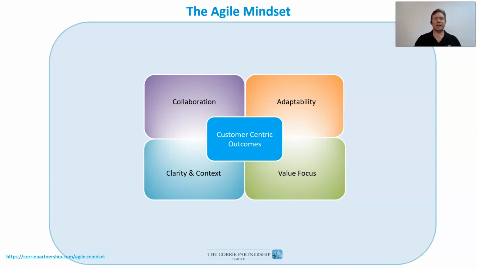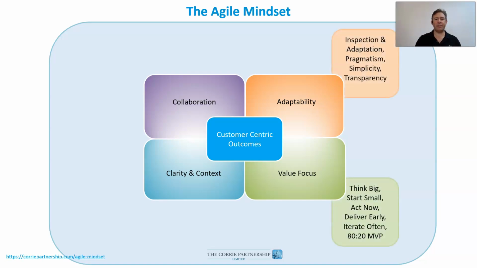Let's look at this in a little bit more detail then. Some more bits of information coming up on here. So what we have up there is inspect and adapt. So if we're going to be adaptable, we want to be able to inspect and adapt. And we want to be as pragmatic as possible. We obviously want to focus on simplicity, so make sure that we're not over-engineering things, we're not over-complicating whatever it is that we're doing. And in order to help achieve that, transparency is absolutely key.